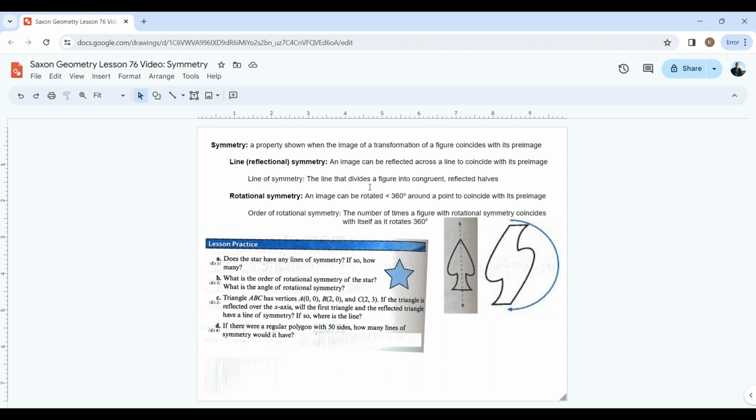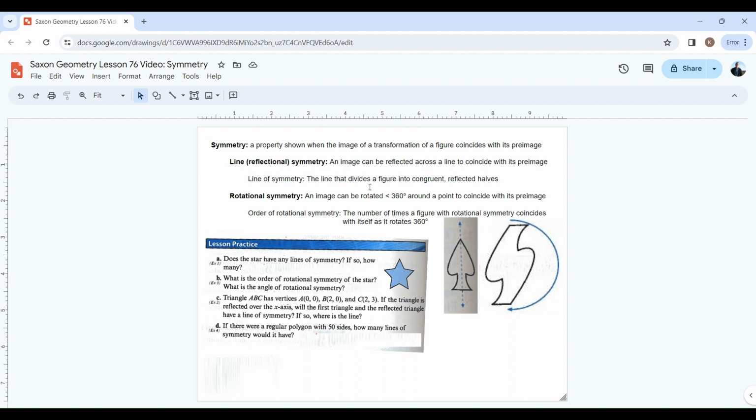Rotational symmetry is similar. If an image can be rotated less than 360 degrees, so you can't just rotate the image all the way around in a full circle and say that it has rotational symmetry, but if it can be rotated less than 360 degrees and coincide with its pre-image, then we say it has rotational symmetry. Some objects you can only rotate halfway, and it matches the original. Some objects will have 3 points that match the original 1/3 of the way around the circle, or 4 points, 1/4 of the way around the circle, or 5, 1/5 of the way around the circle.